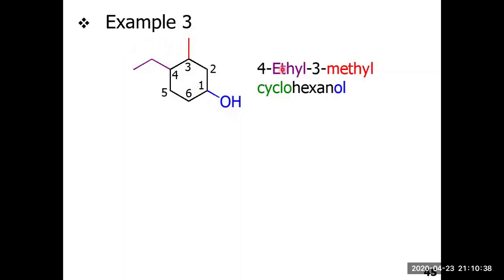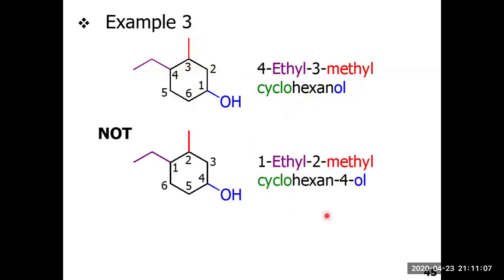So the parent becomes cyclohexanol. And numbering is done in this manner: 1, 2, 3, 4, 5, and 6. Why? Because doing so will give us the lowest possible set of locants. So the name for this one is 4-ethyl-3-methylcyclohexanol. What is wrong with this? 1-ethyl-2-methyl cyclohexanol. Again, this violates the prioritization of functional groups. OH, or the hydroxyl group, is of higher priority than your alkyl groups.